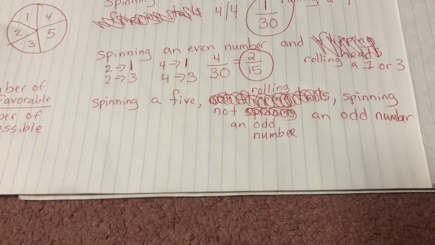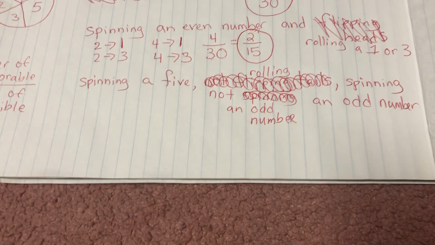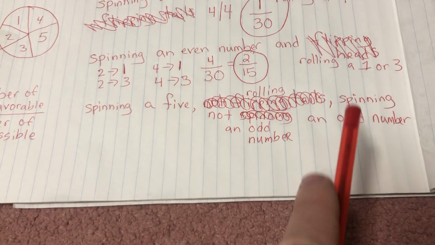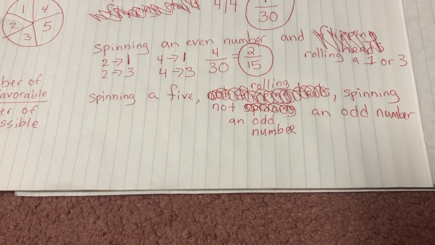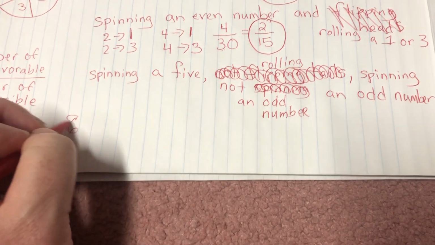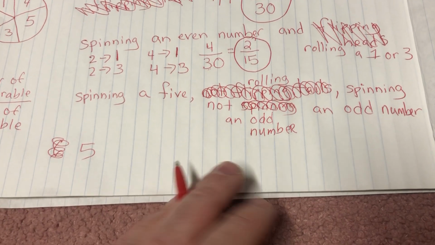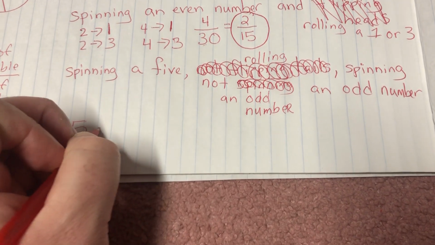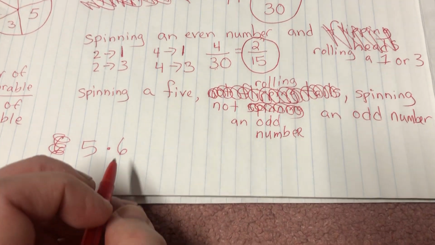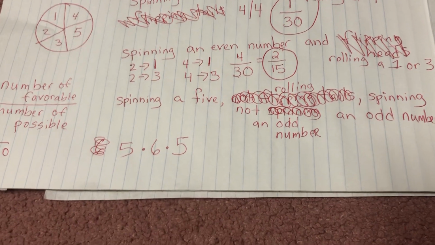So here we have a little situation where we're spinning a 5, then not rolling an odd number, and then spinning an odd number. So we're spinning the spinner, we're rolling the number cube, and then we're spinning the spinner again. Okay? So once again, we're spinning the spinner. There's 5 different possibilities on the spinner. Then we are rolling an odd number on the number cube. There are 6 possibilities there. Then we're going back to spinning an odd number, and there are 5 possibilities there.